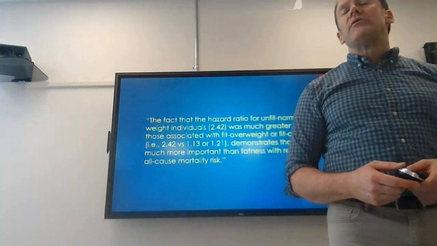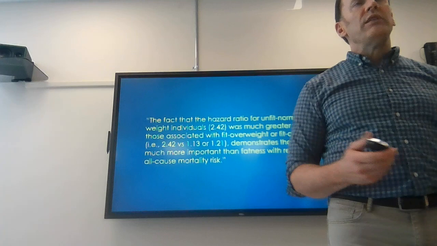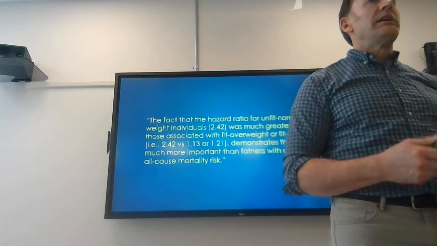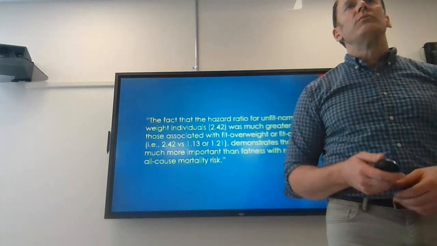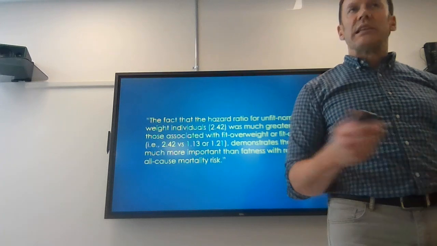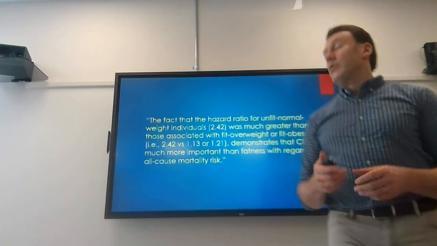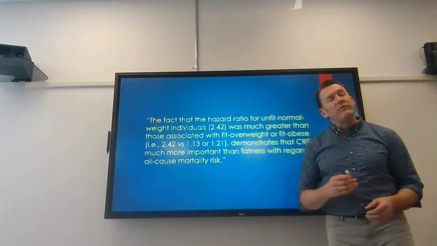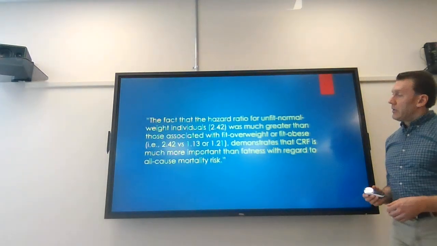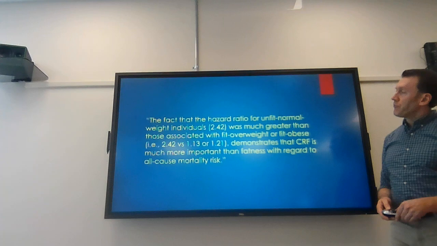And remember, their fitness levels are not unachievable. Everybody can achieve a level of between 35 and 40 milliliters per kilogram per minute. As I look over this room and had some of you in exercise physiology, you were all above that criteria. So we can all achieve that no matter what our current condition is.